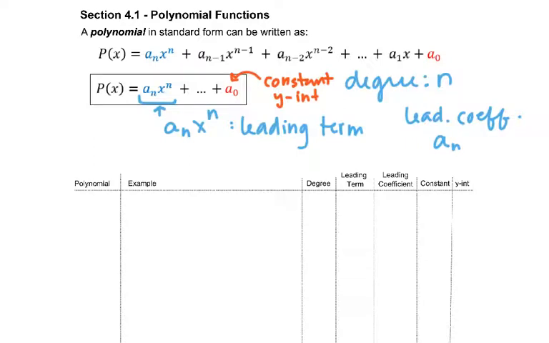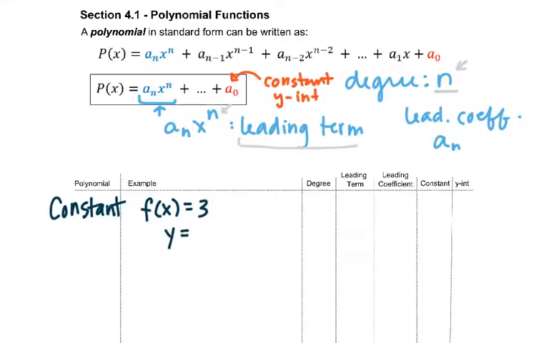Okay, so we need to be able to identify the leading term, which is going to be the highest power. And that highest power we call the degree. And then every time the leading term is going to have a leading coefficient. So let's look at some examples here. We could have a constant polynomial. An example of that might be f of x equals 3, right?